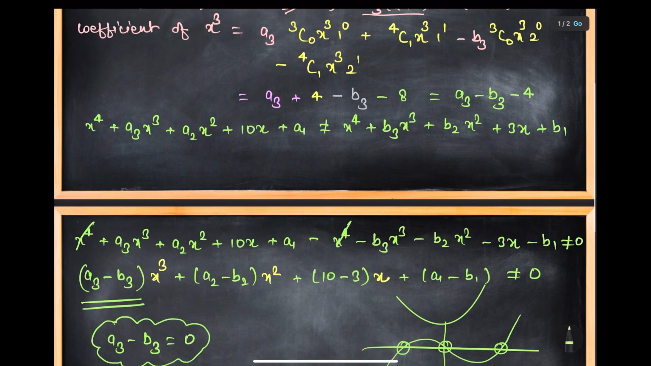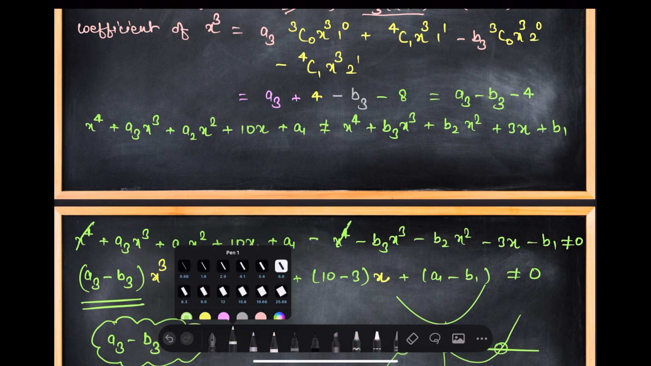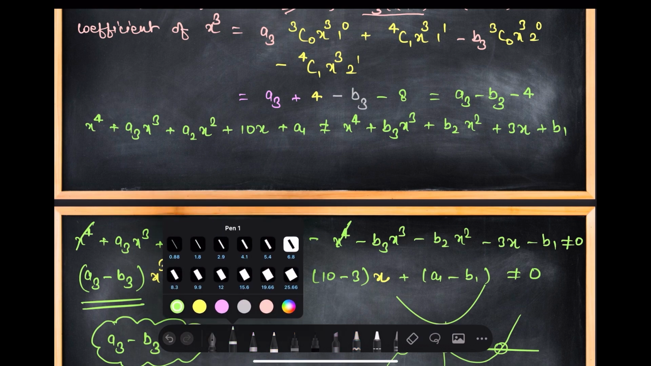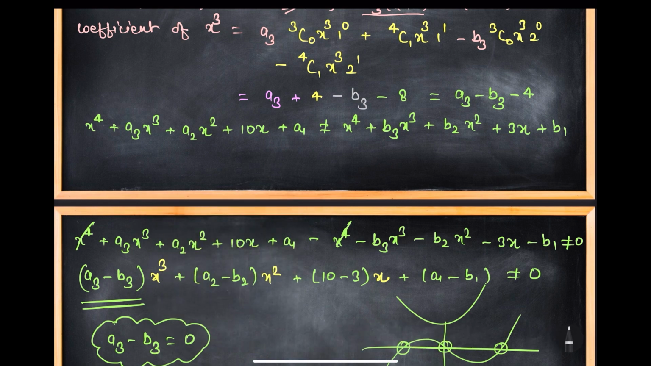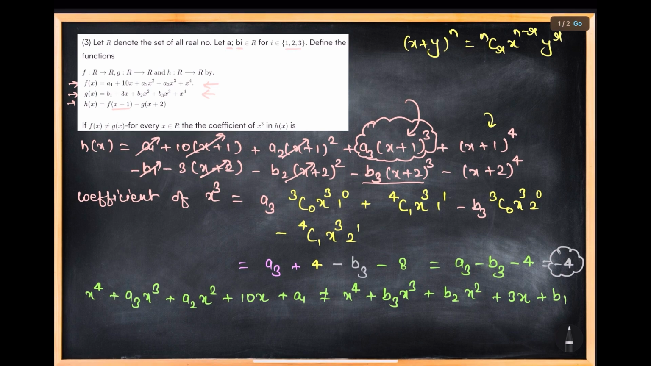Now look at this. Here also we are getting a3 minus b3, correct? And which comes out to be 0, correct? So can I say that the coefficient of x cube is minus 4? Therefore the required result is minus 4.